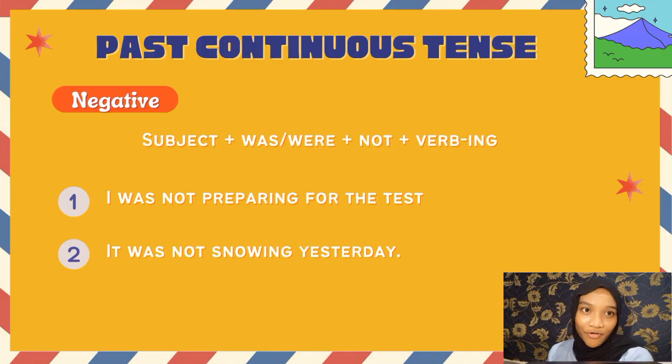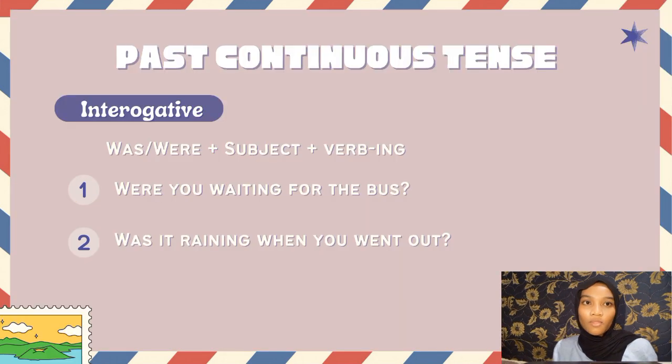For the negative forms, the formula is subject, was or were, not, and verb ing. For the example, I was not preparing for the test. For the interrogative forms, the formula is was or were, subject, and verb ing. For the example, were you waiting for the bus?